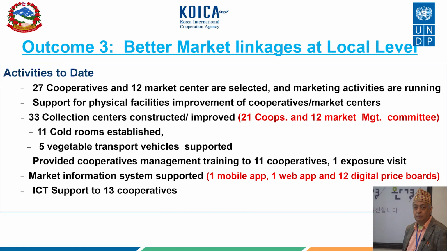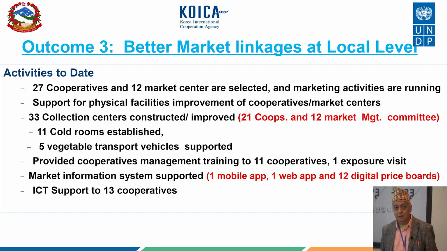So the next outcome that we will say is component 3, the better market linkage at local level. In this part, we are basically working with cooperatives and market centers. So far, we identified 27 cooperatives and 12 market centers. What I have to explain is, we also coordinate with the Palika, and Palika have their own local market centers they would like to develop. So we supported them to develop their local market, to develop the operational guideline of these, and also improve the physical facility of that.